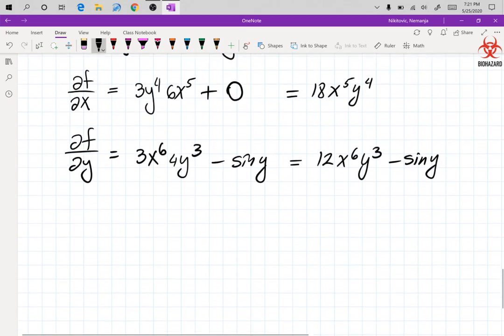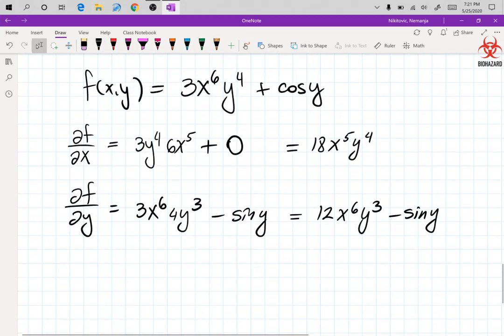Ta-da! There it is. So partial derivatives will be used again in the existence and uniqueness theorem, and it's also used in exact equations.